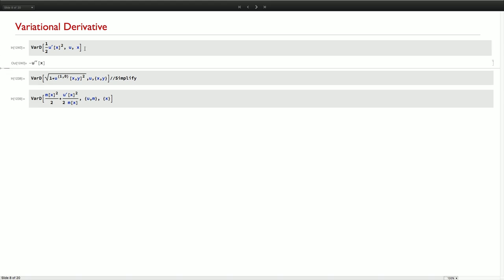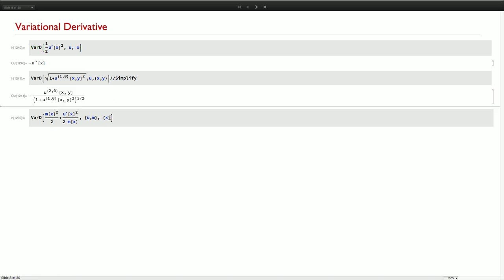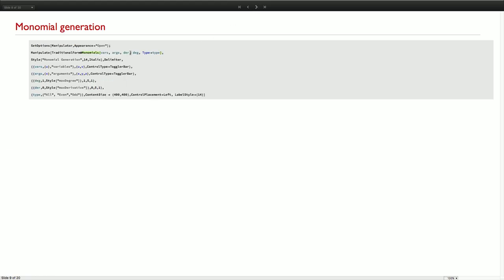We will see results. For example, here is one-dimensional case. Here is one more example in two-dimensional case, and now a more complex one with two dependent variables. Okay, let's go forward.